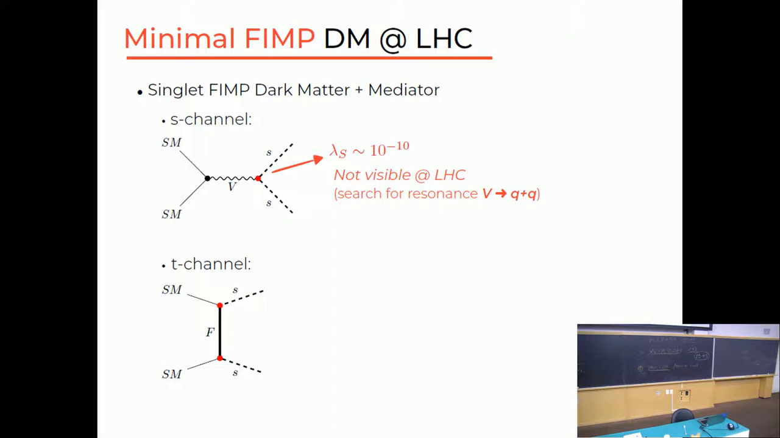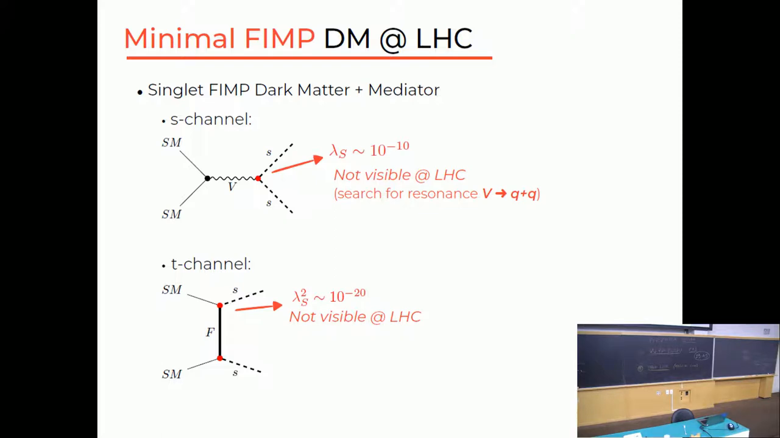The next possibility is to have a T-channel mediator, some process like this, right? And this would be the freezing coupling, has to be super small. So again, we could, at first sight, say, OK, this is also very, very hard to see. We have two freezing couplings here. This is just, the amplitude goes as 10 to the minus 20. No chance of seeing it.